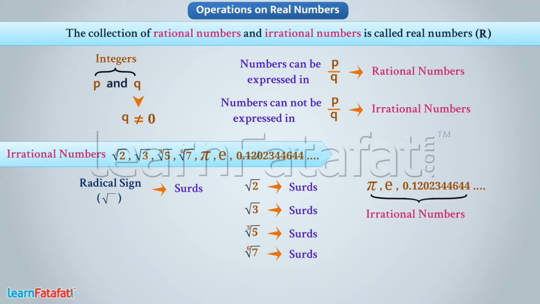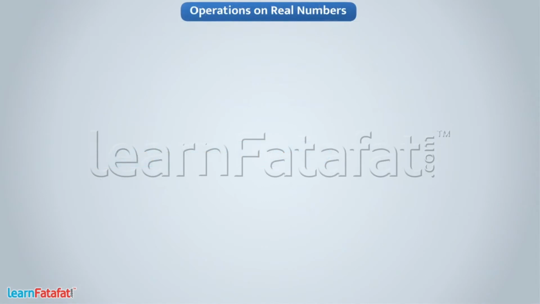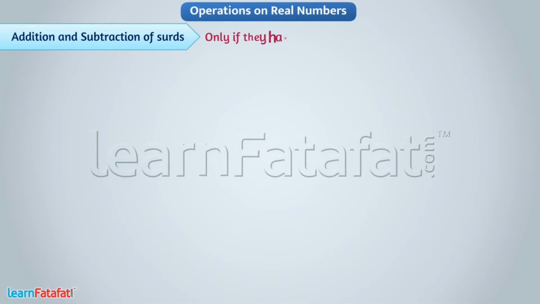Real numbers often involve surds. So in this video, we will talk mostly about surds. Let's learn various operations on surds. Addition and subtraction of surds can be done only if they have same value under the radical sign.